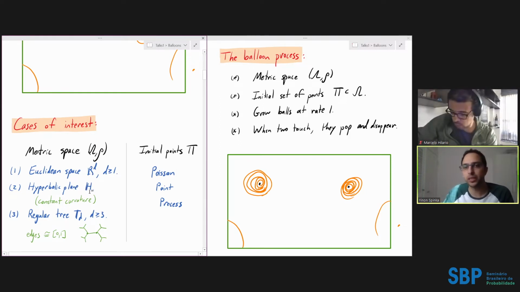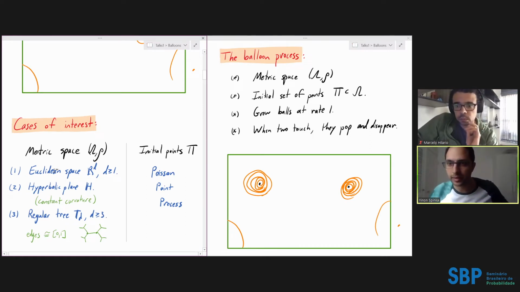We'll look at the hyperbolic plane in the Poincare disk model with any constant curvature. So the process does depend on the curvature, or at least there's no a priori reason not to expect dependence on the curvature, whereas in Euclidean space we have scale invariance. If we scale space, it's just the same as changing the intensity of the Poisson process and the time scale. Okay, we'll also look at regular trees.